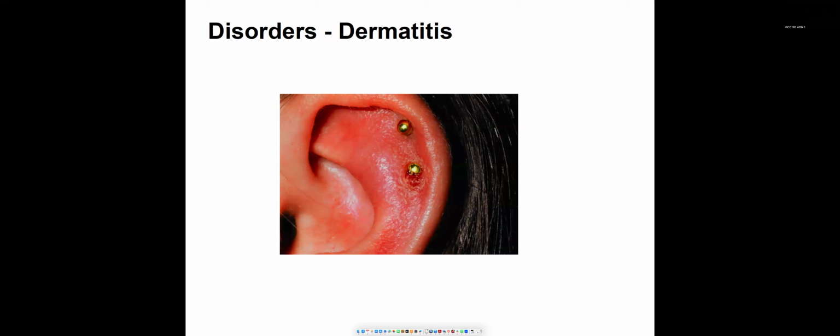Other diseases, other disorders. Dermatitis. Dermatitis is a skin condition that results from direct exposure to an irritating agent or substance. It causes inflammation, redness, and often itchiness or discomfort. For example, what can cause itchiness? Well, what we've heard before is allergens. What is an allergen? An allergen is any substance that causes an immune reaction.